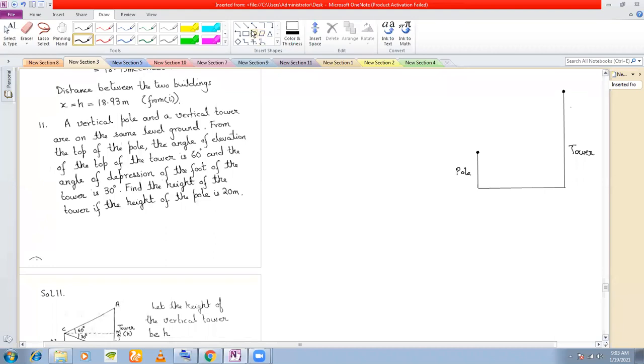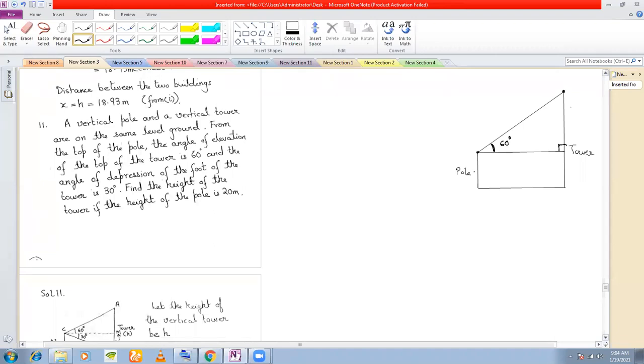From the top of the pole, the angle of elevation, that means the observer is here at the top of the pole and he's observing an object at the top of the tower. So this is the line of sight. Okay? And this is the horizontal. It's 90 degree. And the angle of elevation here, this becomes your angle of elevation. This is given to be 60 degree. And the angle of depression of the foot of the tower.